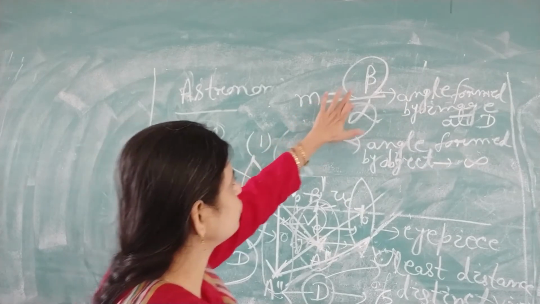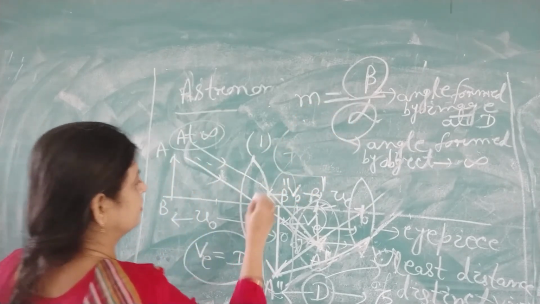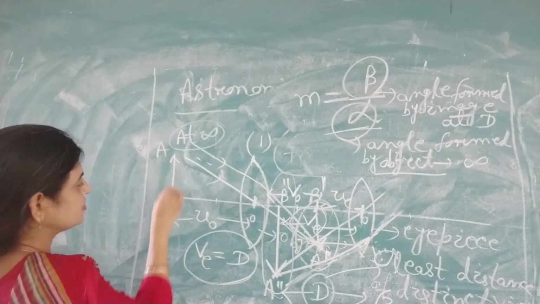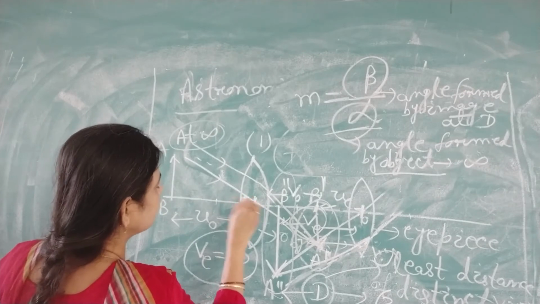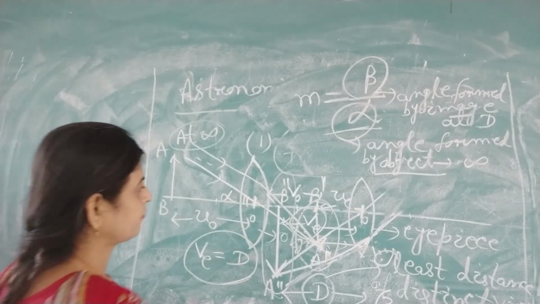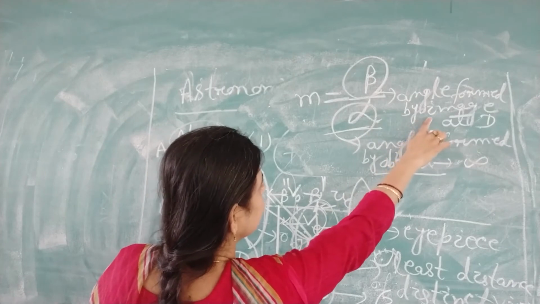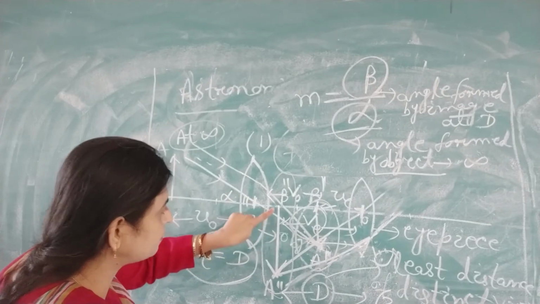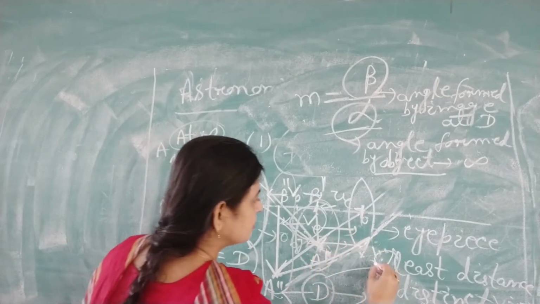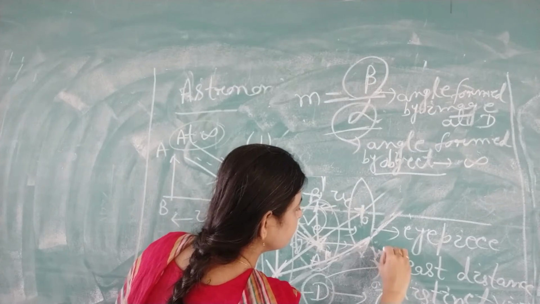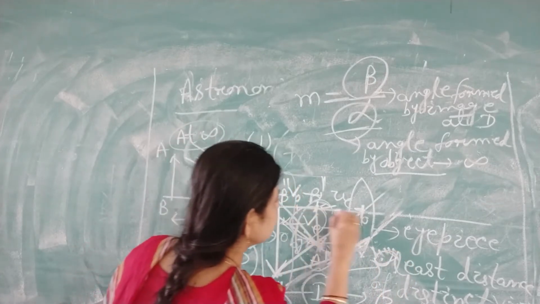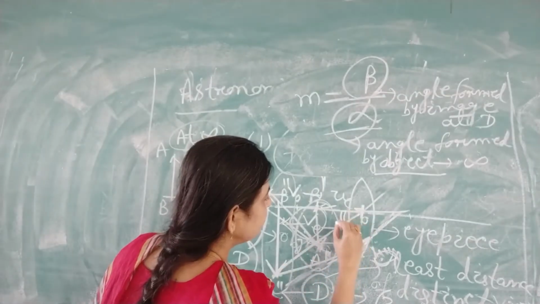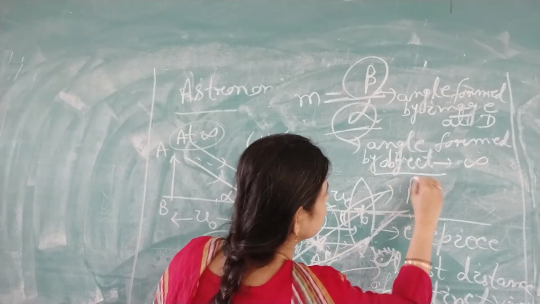So mark these two angles in your diagram. Alpha means the angle made by the object. The object is your AB, so this angle is your alpha. And beta is the angle formed by the image at D. This is your final image, A double dash B double dash, and we are observing from this point. That means this is your principal axis and this is your final object. So obviously this angle will be your beta.